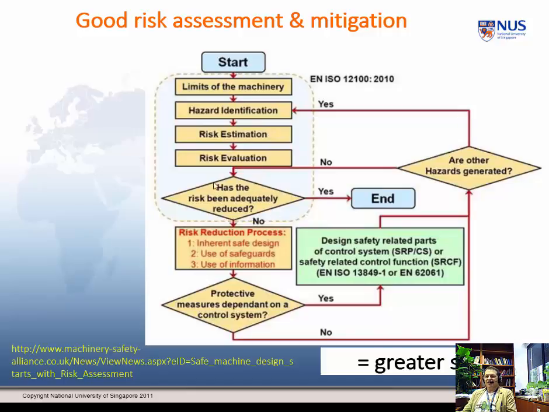If it's below the threshold or it's been reduced, we can say yes, and that's the end of our process. If on the other hand it's not below the threshold or it hasn't been adequately reduced, the answer is no. So then you look at three headings if you want: inherent safe design, use of safeguards, use of information. This is about equipment. So is the equipment inherently safely designed, or do we need to go and get another model which is a much better and safer design?